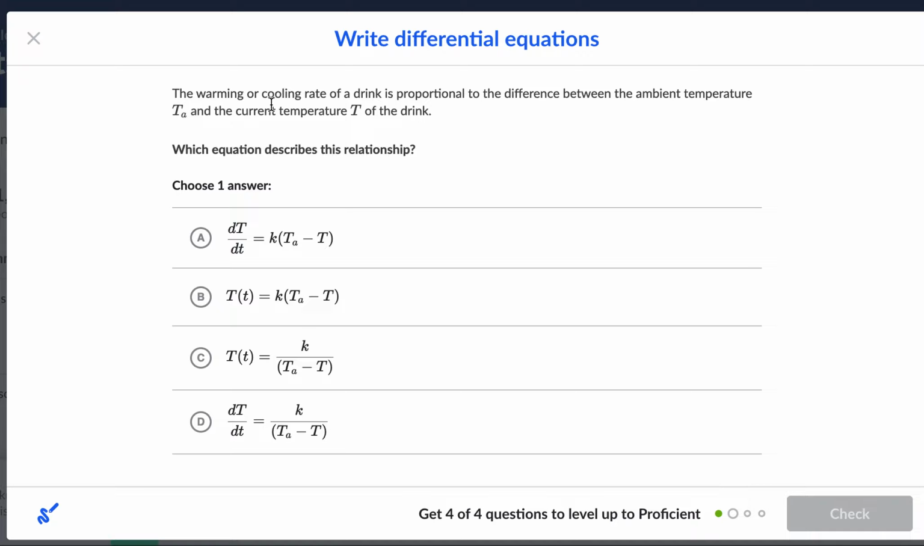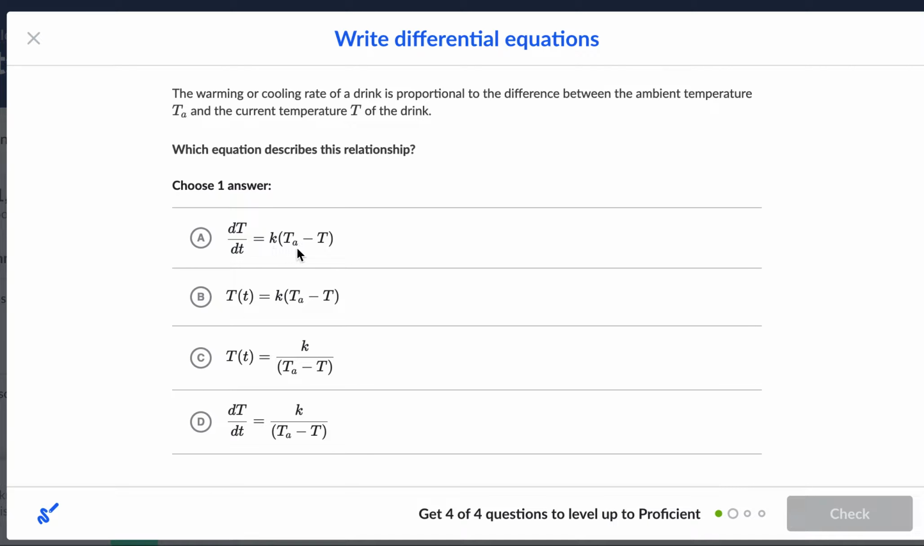The warming or cooling rate of a drink is proportional to the difference between the ambient temperature, T sub A, and the current temperature, T of the drink. Okay, is proportional to the difference. Difference means subtraction. Okay, and it's directly proportional. It's not inversely proportional. The rate of warming or cooling, and that is a rate, so it's going to be the change in temperature, not the temperature, but the change in temperature. So right there, we only have A or D as our options.